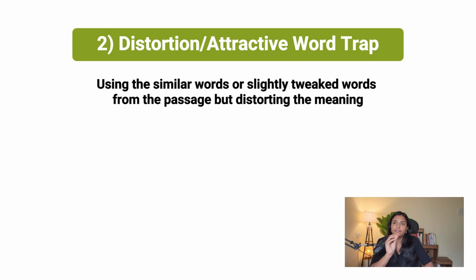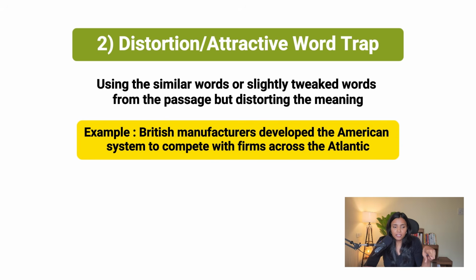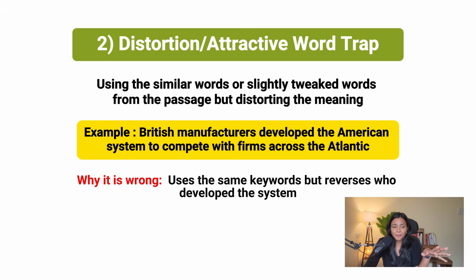The next method is distortion or attractive word trap. Here the option will have words very similar to what is in the passage, but there is a very slight tweak which completely changes the inference or the meaning of the sentence. You have to be conscious that you don't get fooled by similar words, and focus more on the meaning. Example: British manufacturers developed the American system to compete with firms across the Atlantic. In this option, the keywords remain the same, but it's completely reversed who developed the system. It was the Americans, but here it says the British manufacturers.